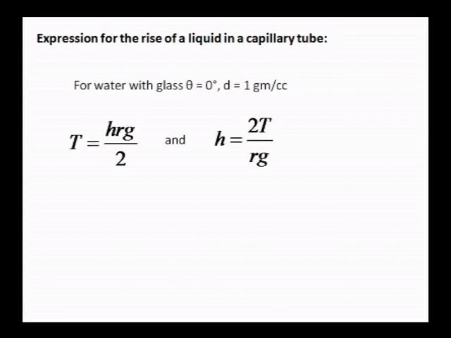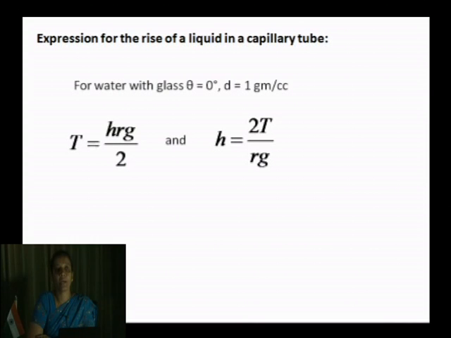For water, as I told earlier, the angle of contact is taken as 0 and the density is 1 gram per cc or 1000 kg per meter cube. Substituting these values, the surface tension of water is given as T = hrg/2, where h is the height to which the liquid rises in the capillary tube, r is the radius of the capillary tube, g is the acceleration due to gravity, and the height to which the liquid rises can be calculated as h = 2T/rg.